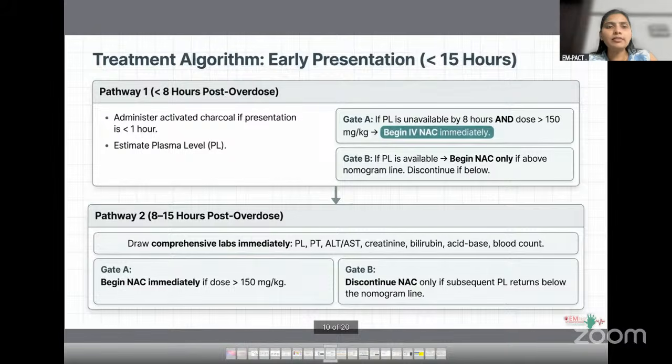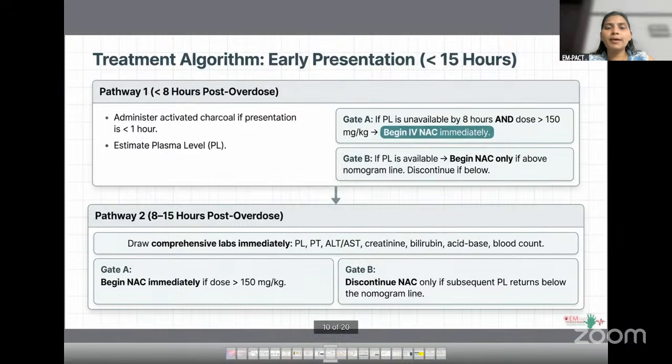Then come to the treatment algorithm. Again, think about our case. The lady came 3 hours after the ingestion of paracetamol poisoning. How will you approach this patient? As we discussed earlier, she came within 3 hours, so we can try the gastric lavage and we can give the activated charcoal. Activated charcoal is actually indicated if the patient comes within 1 hour. And we have to wait till 4 hours to send the serum paracetamol level. Okay.